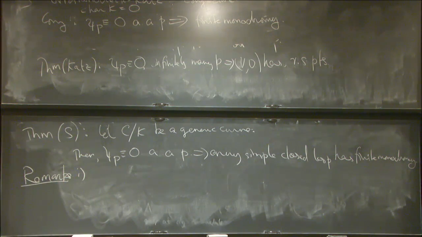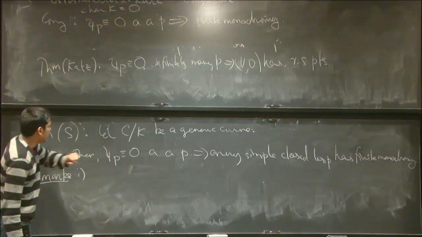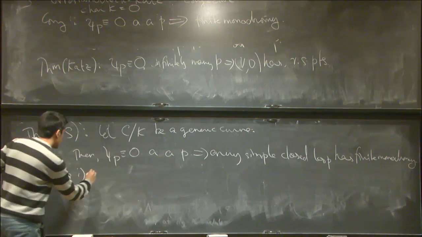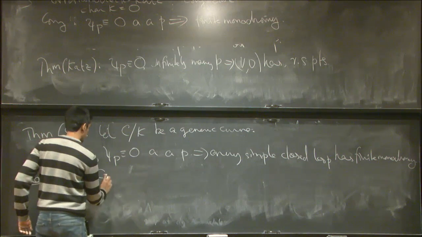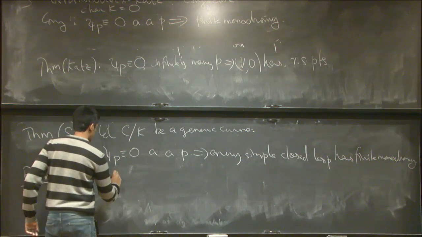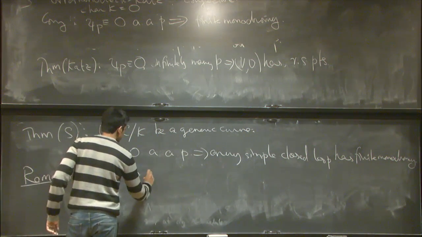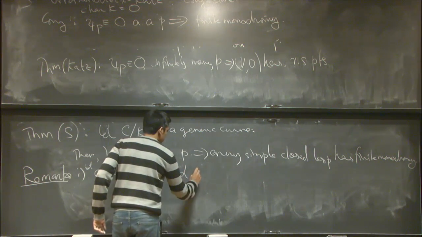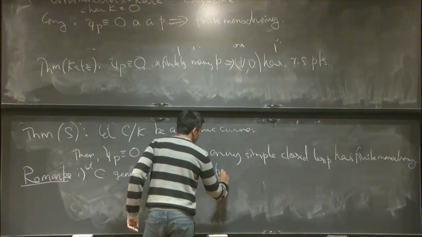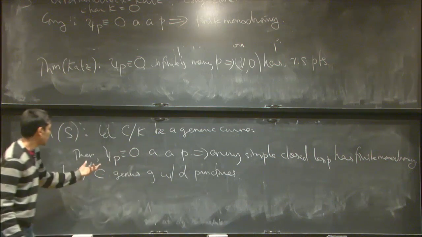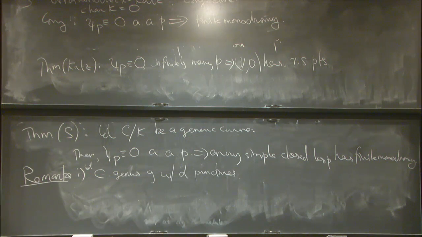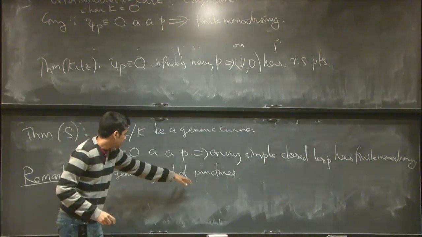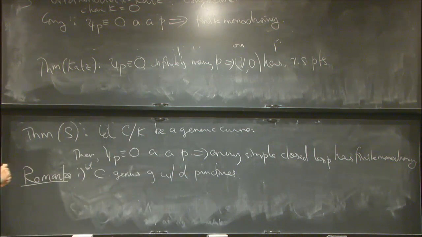So first of all, what does it mean when I say C over K is generic? Let C be a curve of genus g with d punctures. So C is going to look like a compact, proper, smooth genus g curve for some g, and we assume that there are d punctures in C. So we're not assuming that C is proper.